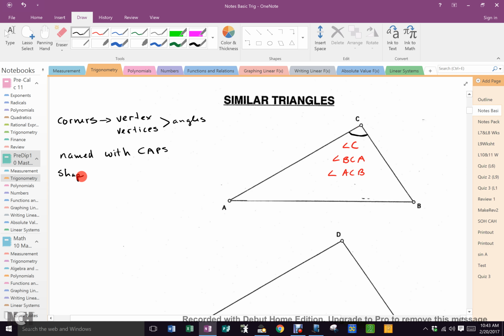Shapes are named by vertices in order. So if I name this triangle ABC, I'm going from down here, up, down, and back. Or, sorry, ABC. I went alphabetical. I went along the bottom, then up, right?